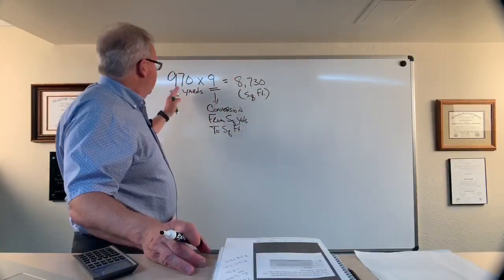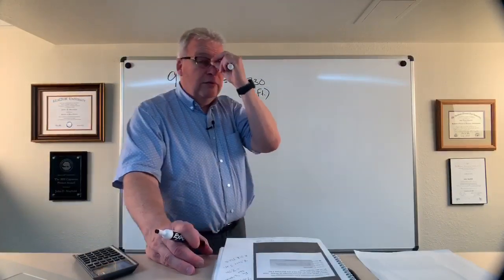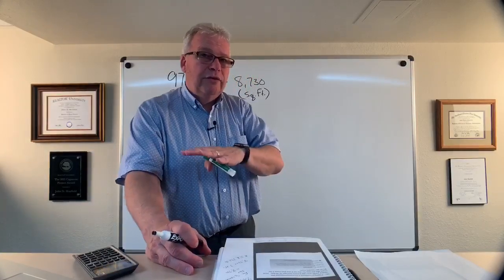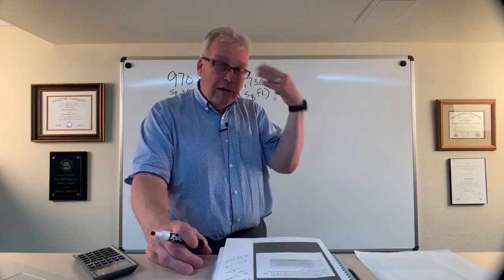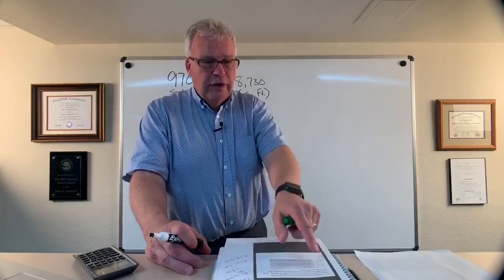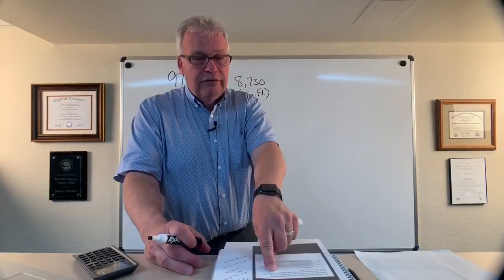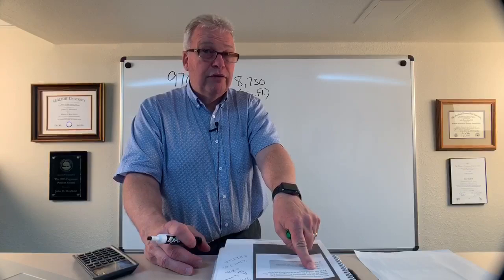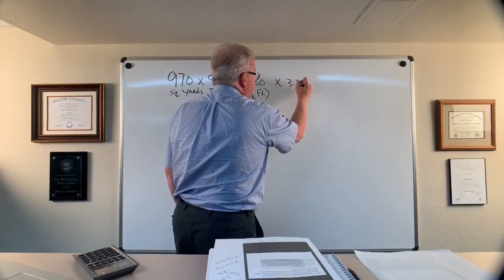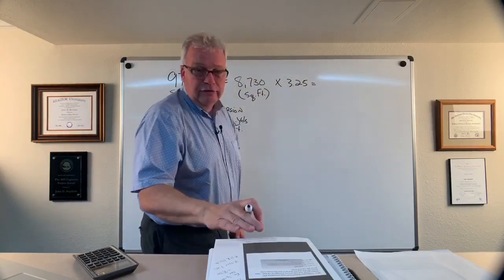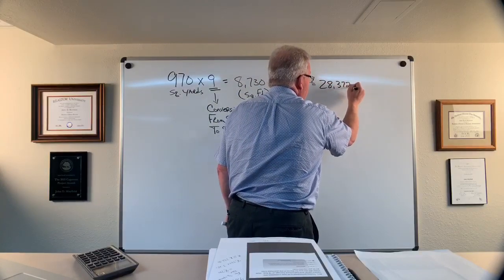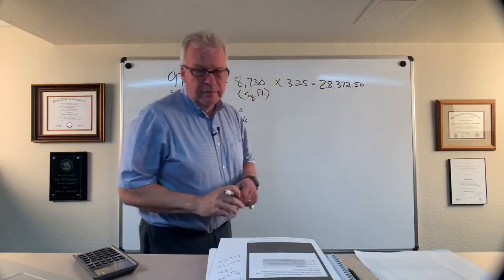So when we take 970 times 9, it gives us the total square footage. So that's 78 front foot. It's just stuff in the question to try to boggle your mind, okay? You got to be careful and understand that. So how much did she pay for the lot? If she purchased it for $3.25 per square foot, you just multiply that, and the answer is $28,372 and I think 50 cents.